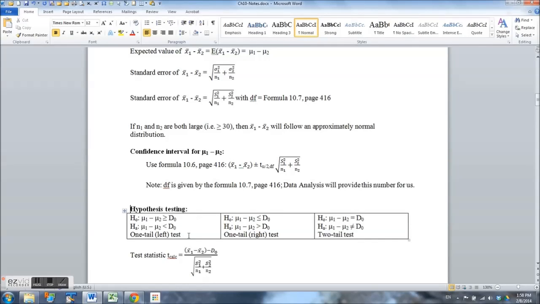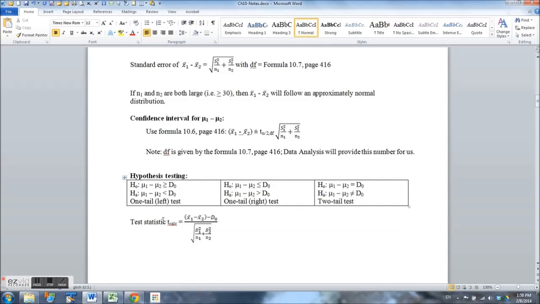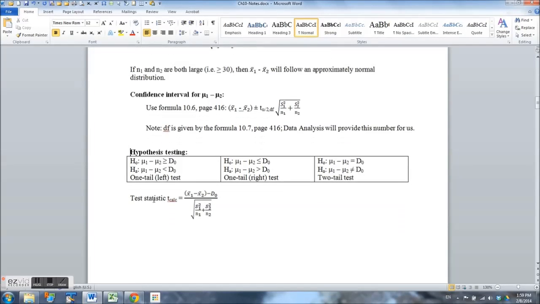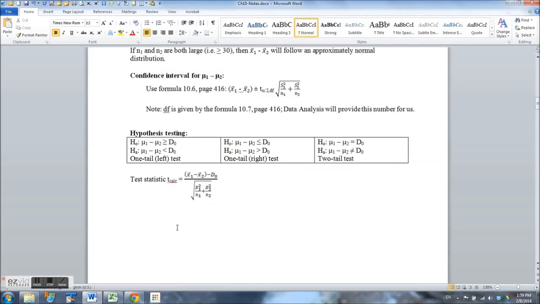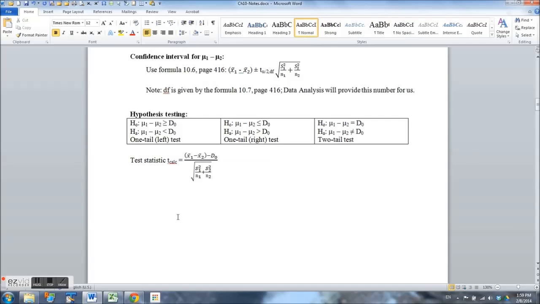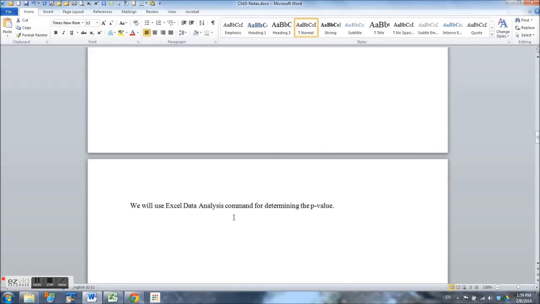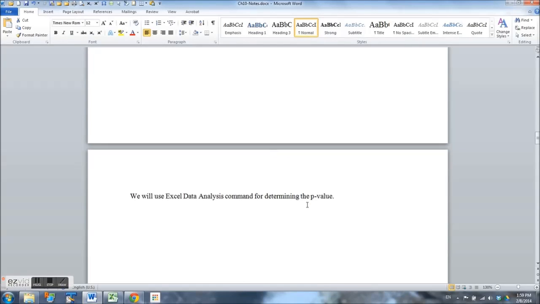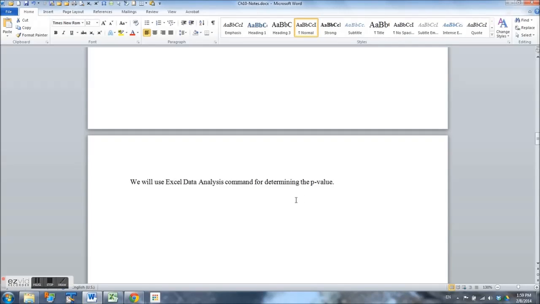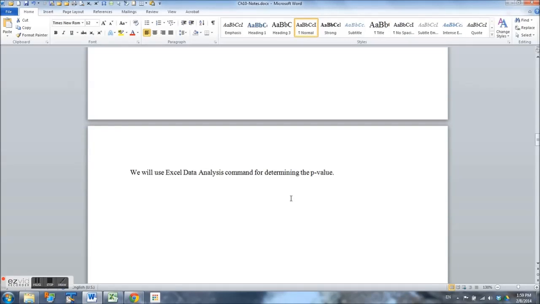Okay, so for hypothesis testing, we have the same three types of hypotheses, and we use the t formula. Again, it looks very similar, the only difference being in the denominator. Instead of sigma sub 1, we use s sub 1, and instead of sigma sub 2, we use s sub 2. Once again, we're going to be using data analysis to generate this information, and once we have this and the p-value, we can come up with a conclusion and interpretation for the hypothesis. We will now use the Excel data analysis command to generate all this information, including the p-value. So that's the next video.